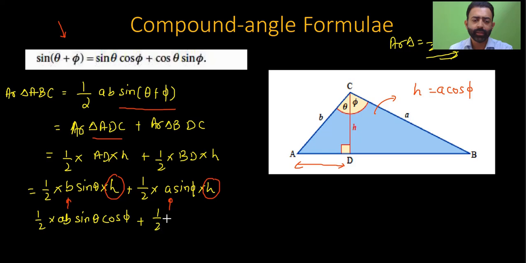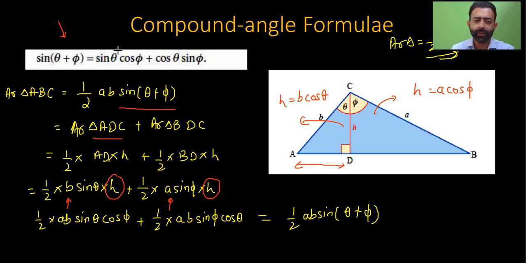Similarly, in the second term, a is already there, so I will replace this h from the first triangle, which is that h is also b cos theta. So in the second term, I will write a as it is, sin phi as it is, and h as b cos theta. Sin phi as it is and cos theta I have introduced. Right? This is your RHS, and on LHS I have half AB sin theta plus phi.